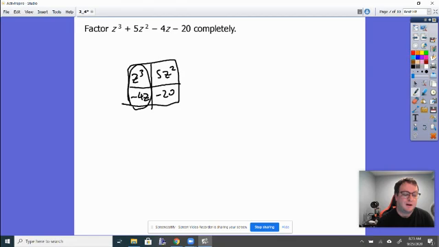But at this point, same process, do the circle. I can take a z out. Z squared times z gives me z cubed.